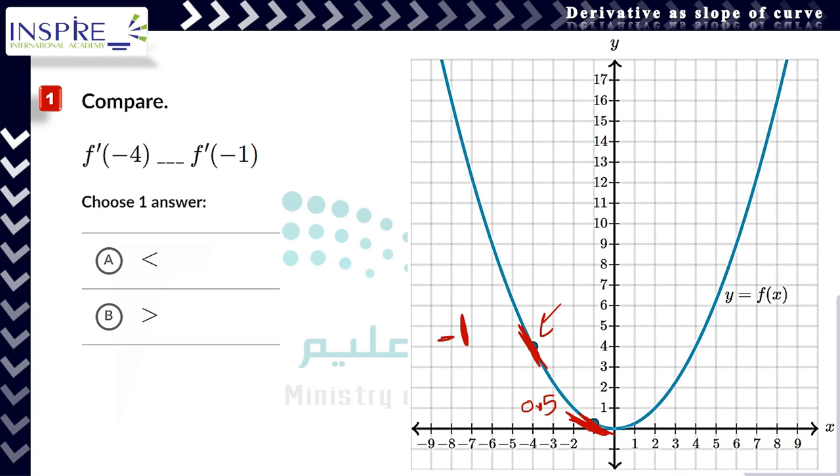But both of them are negative. Don't forget this. It's a negative slope. This one is steeper, yes, but it's negative. So this one is like -1, and this one is like -0.5, for example. So which one is bigger? The one at x equal to -1 is bigger, so it's letter A.